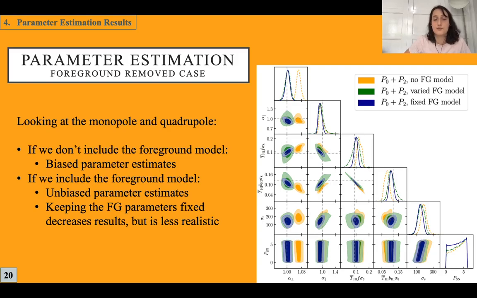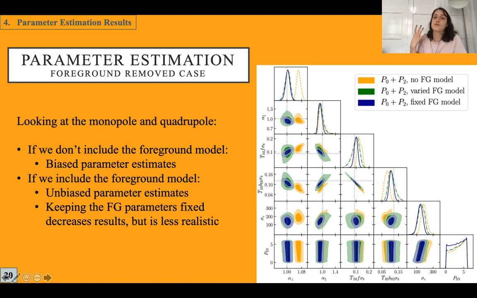So now let's look at the foreground removed case. In the foreground removed case, we first take foreground removed data and try and fit our foreground free model to it, which we saw was not a good fit. And as expected, we get back biased cosmological parameter results, meaning definitely the model is not good enough to fit the foreground removed data. And that's just this orange dashed line here. You can see the results for the parameters are biased.